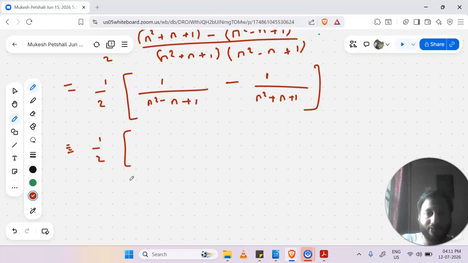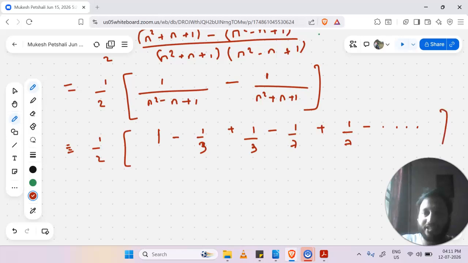So if I just begin with n equals 1, it is 1 upon 1 minus 1 plus 1, which is just 1, minus 1 upon 1 plus 1 plus 1, which is 1 by 3. Then n equals 2 would give me 1 upon 2^2 minus 2 plus 1, which is 4 minus 2, which is 2, plus 1 is 3, so 1 by 3. And if I substitute 2 in this form, 1 over 2^2 plus 2 plus 1 is 1 by 7. Then it's a cyclic series.